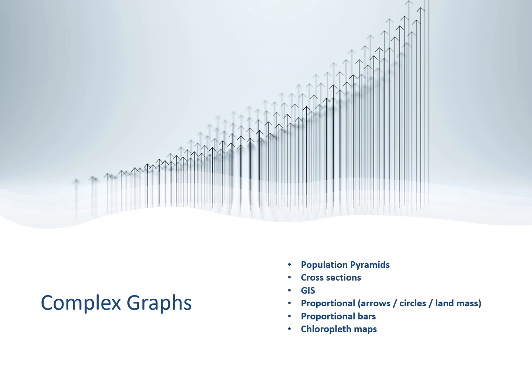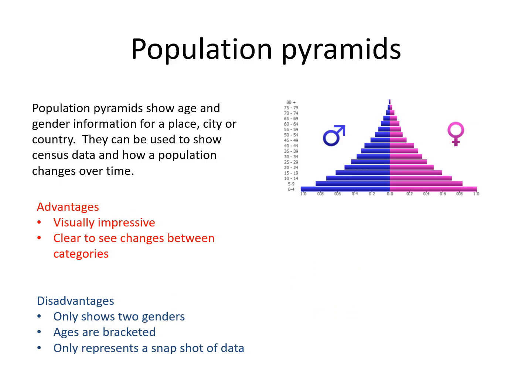Okay, complex graphs are exactly what they say on the tin. They are a lot more complex, and they tend to be designed for very specific types of data. There is a little bit of flexibility within that, but they do show information in a much more detailed way, and sometimes they're even geolocated. So we'll start with population pyramids.